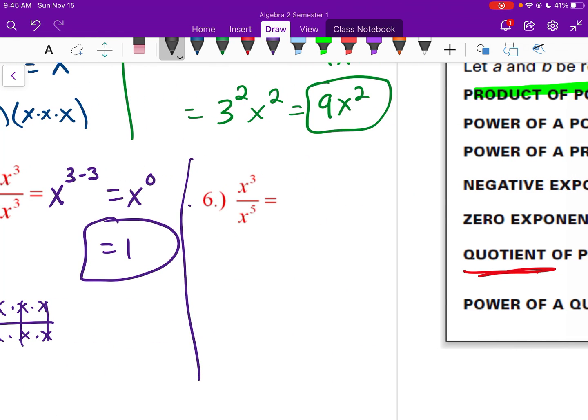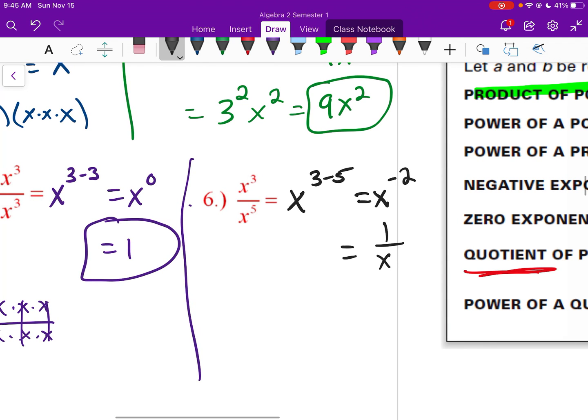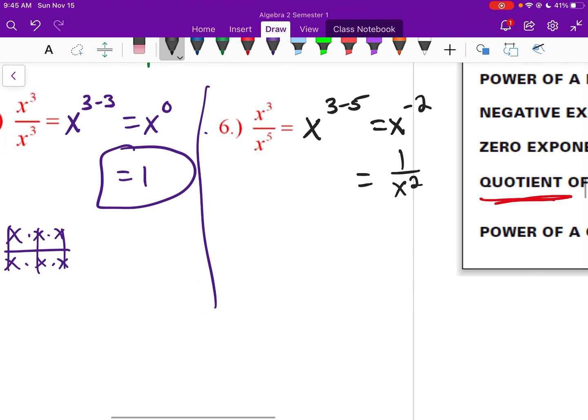All right, now, still a quotient. Using our quotient property, we'd do 3 minus 5. It is always the top exponent minus the bottom exponent. So in this case, we would get x to the negative 2. Now, this is a case where we have to use the negative exponent property. So we got to use a couple properties in this case, in which case we would have 1 over x squared. Now, if you expand it out, that's saying x times x times x on top, x times itself 5 times on the bottom.